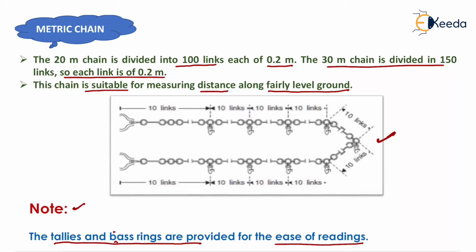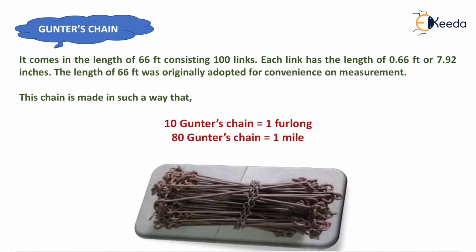Okay students, now we can move to the next chain, that is Gunters chain. Now it comes in length of 66 feet, consisting 100 links. So each link length is of 0.66 feet, or if we convert this feet into inches, then we need to multiply it by 12 and we can get 7.92 inches. It is the length of one link.